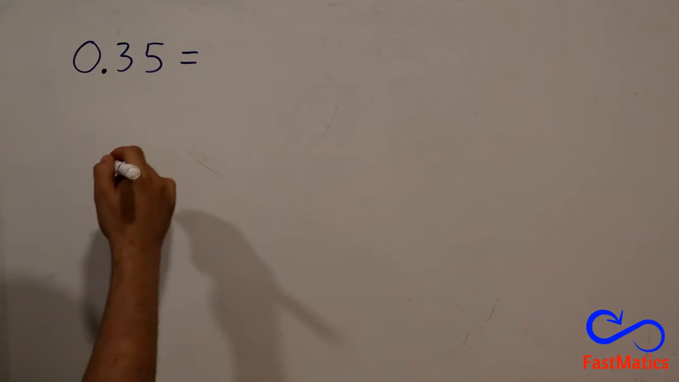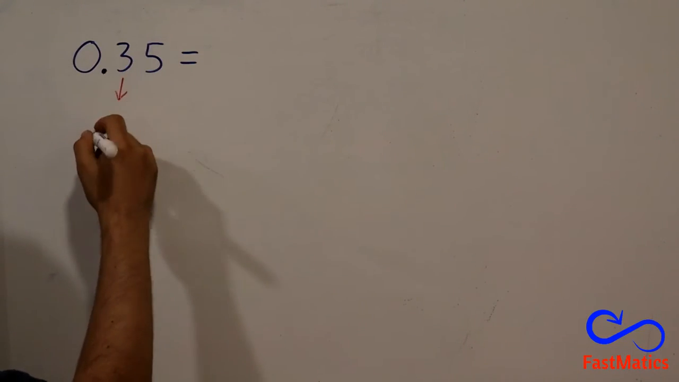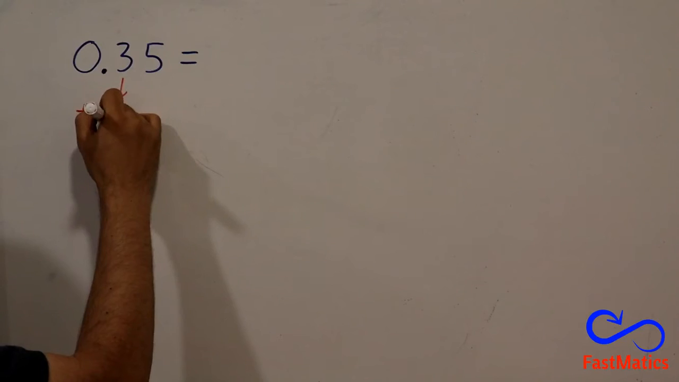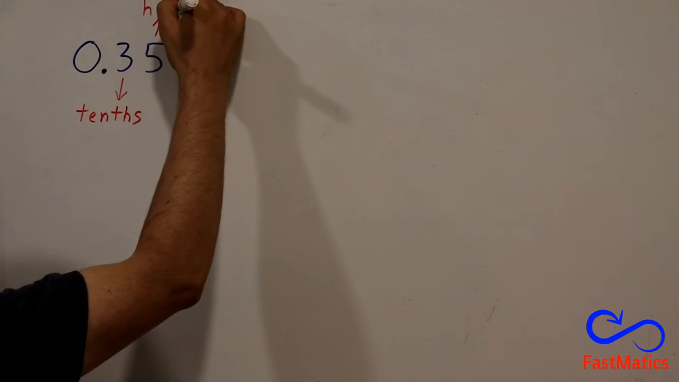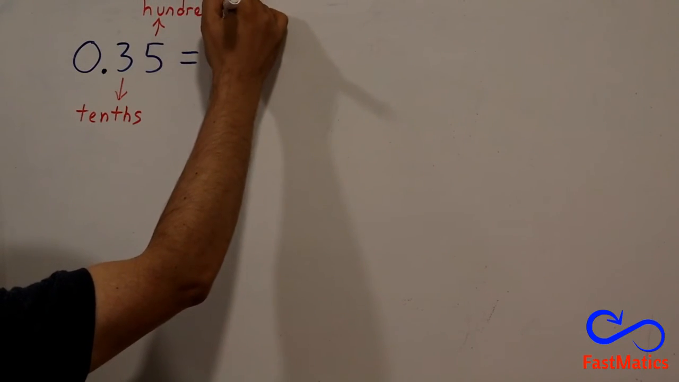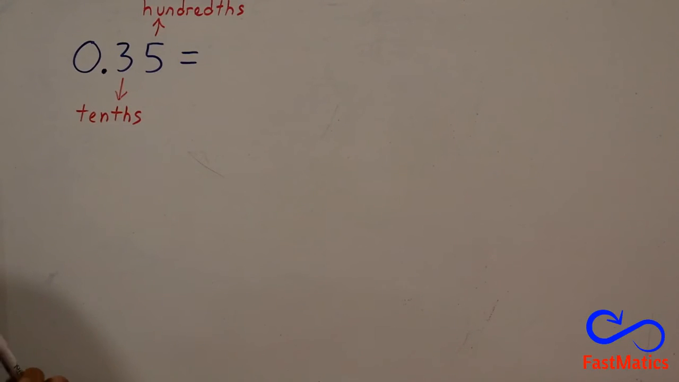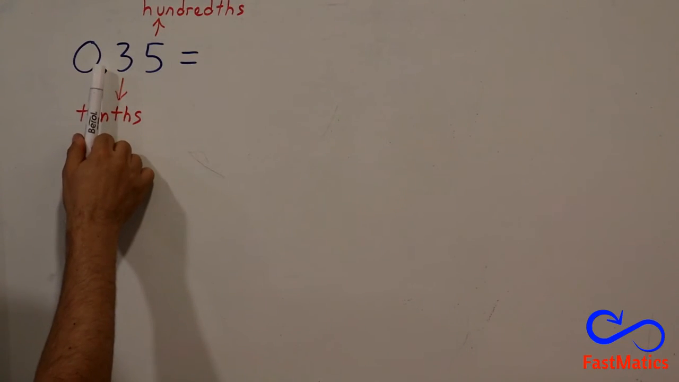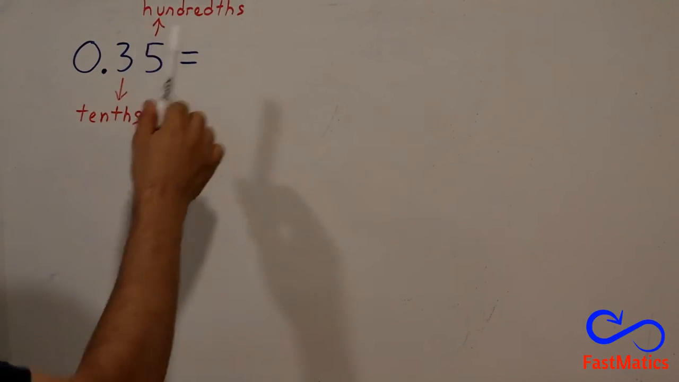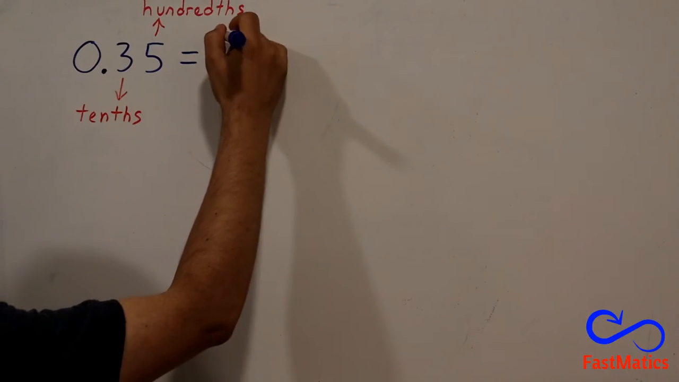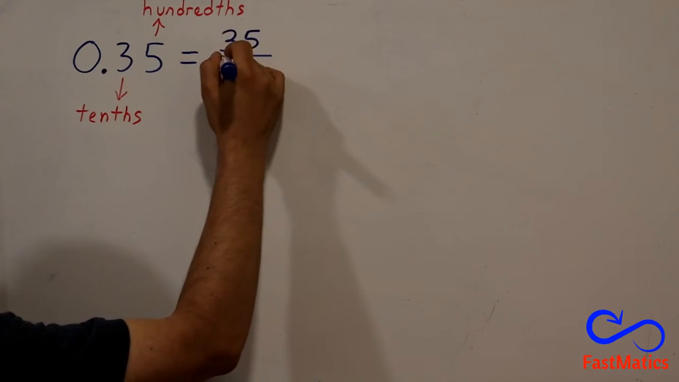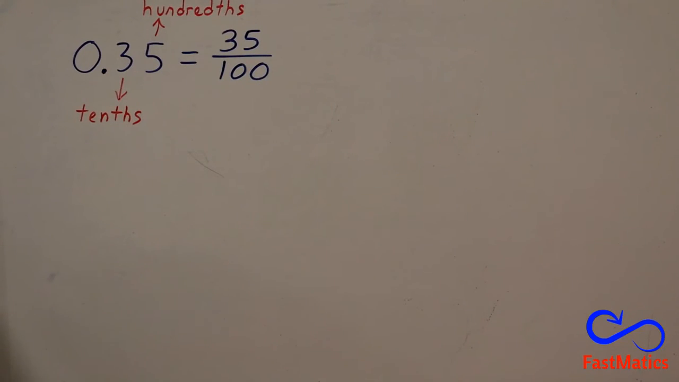How do we read it? First of all, we have here the place of the tenths, and here the place of hundredths. So we forget the decimal point and we read 35 hundredths. And look, we can write it like that, 35 over 100. And that's it. I have this number as a fraction. But I can simplify it.